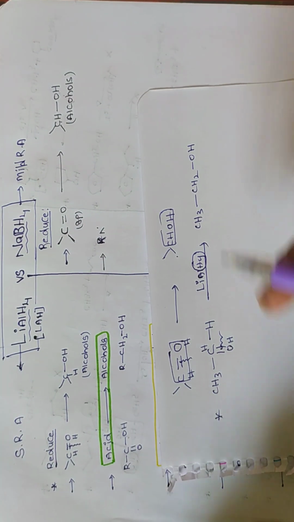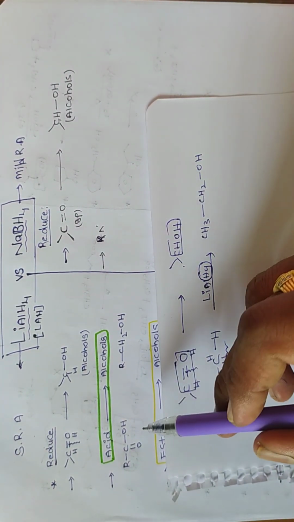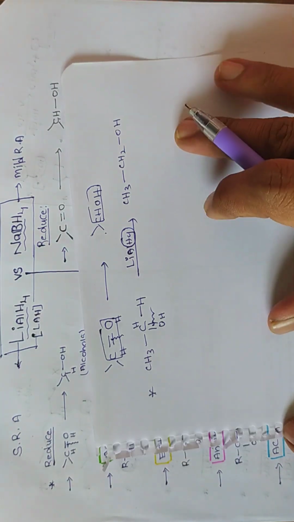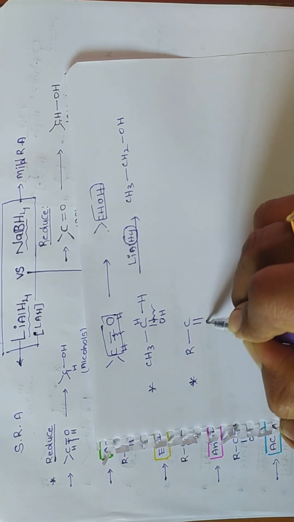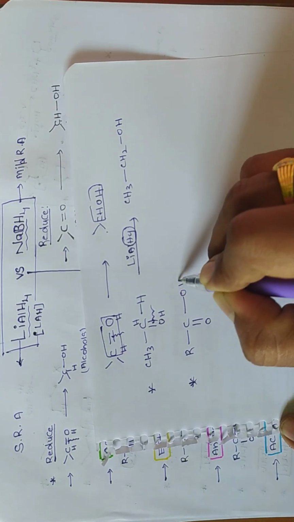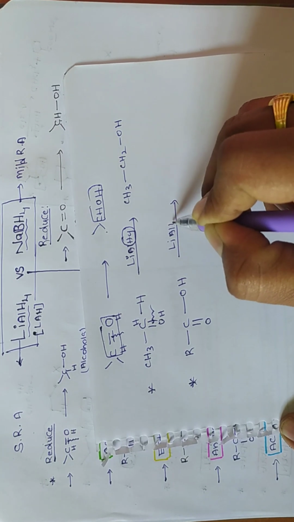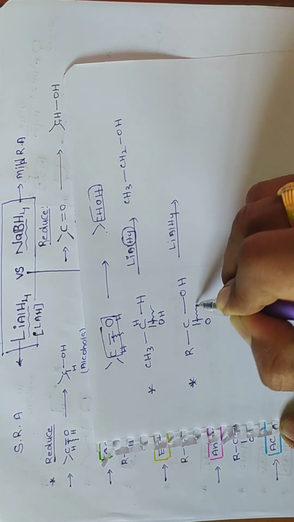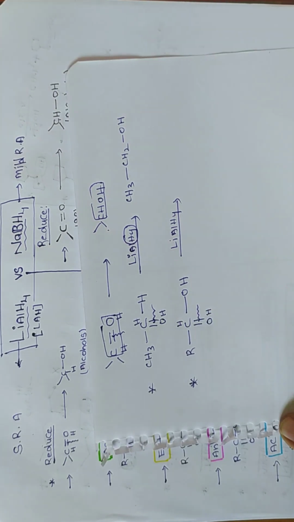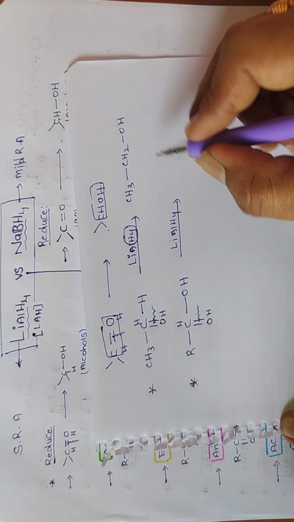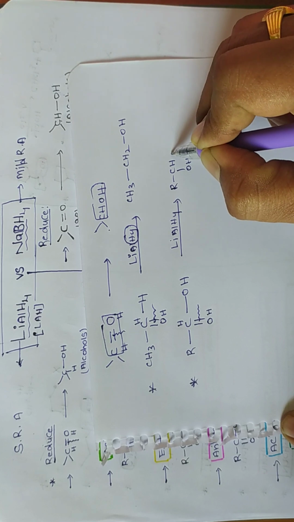Next, it is converting acids to alcohols. Now when we take an acid group, this is an acid group. Whenever they give an acid and lithium aluminium hydride, you break the bond between carbon and oxygen and add hydrogen. Next we are going to get R, CH, OH, OH.